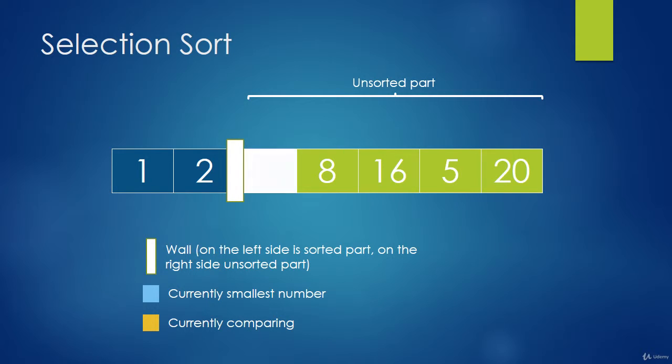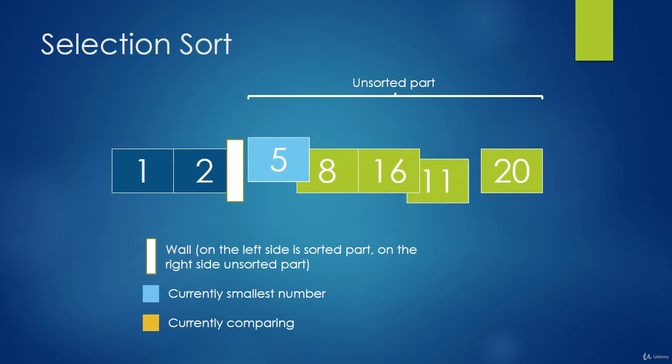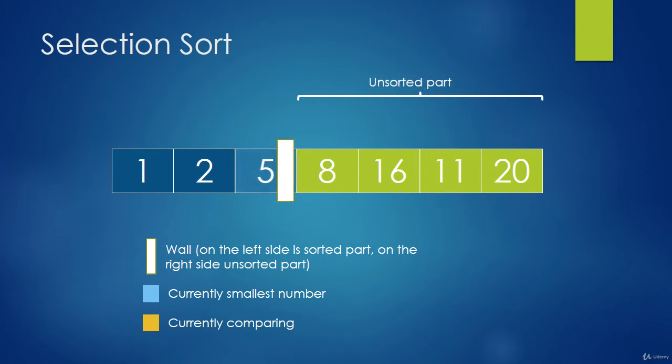So we compare 11 and 8. 8 is our new smallest number, moving on to 16 where nothing happened. Now we compare 8 and 5. We compare 5 to the numbers behind and see that 5 is smallest. We swap it with the first number and move our wall by one number.